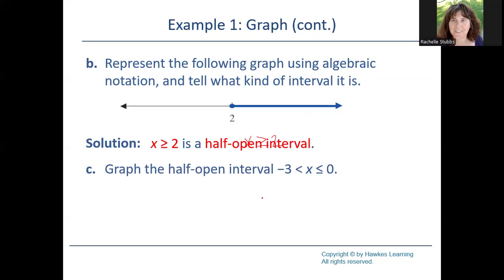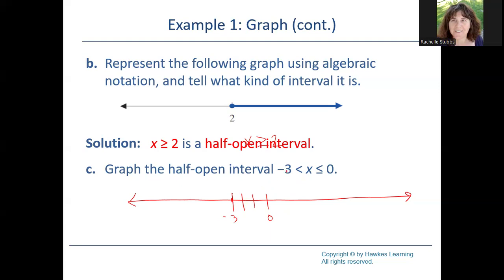This one here, this looks like I've got an open and a close, so this is like a half open interval, isn't it? And we're going to graph that on a number line. So draw your number line. And then find the points -3 and 0. And x is somewhere in between that, isn't it?